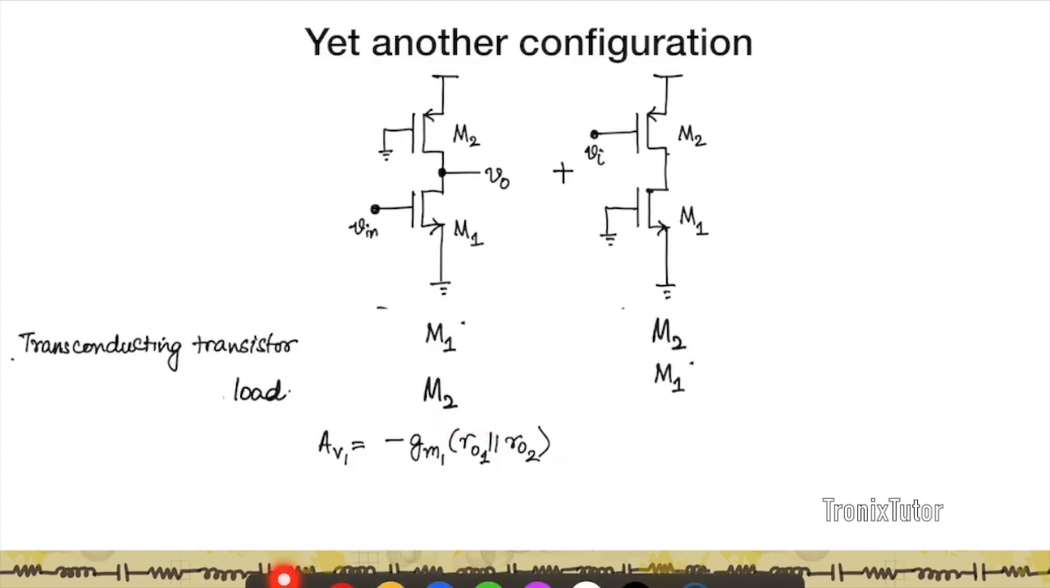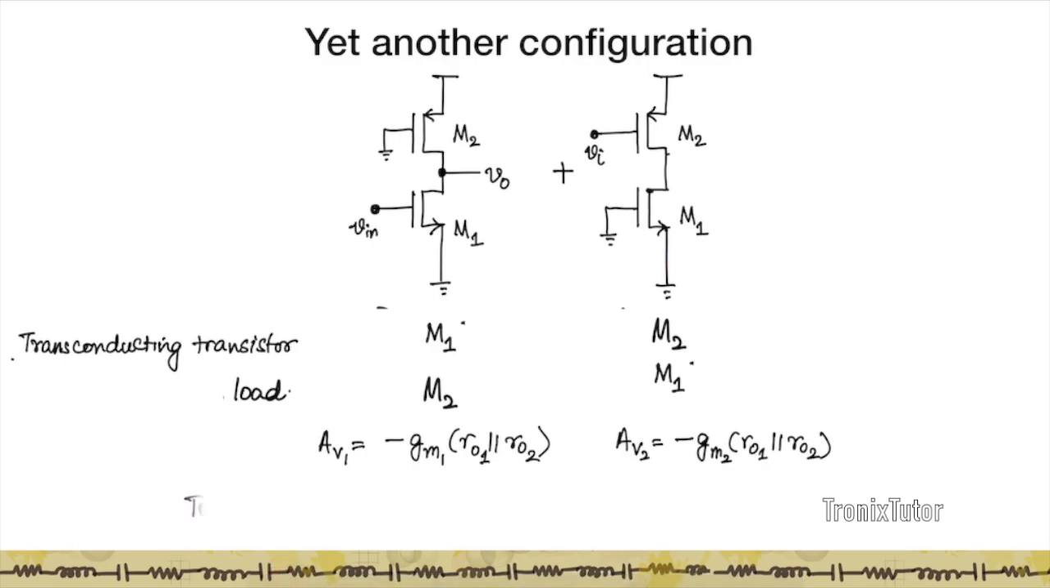If you look at the second circuit now, here my input is applied to M2. So M2 is my transconducting transistor. So this is a PMOS common source amplifier. M1 is the NMOS that is providing a load to M2. And the load provided by M1 is found by looking into the drain of M1, which is nothing but RO1. And so here the gain is going to be given by minus GM2 into RO2 parallel RO1.